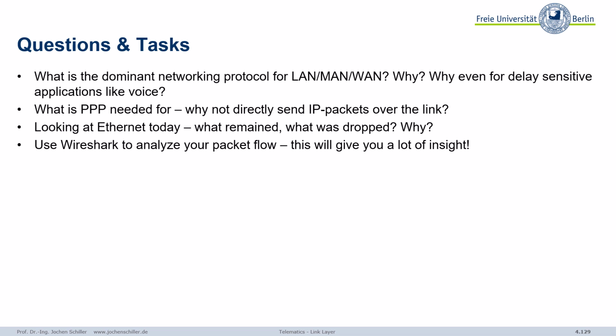Why can't we directly send IP packets over the link? Why doing this PPP? If we look back, looking at Ethernet today, so what remained? And look at the original standard, what was dropped and why could we drop some part? Go ahead, use Wireshark, check the packet flow on your network adapter. This really gives you a lot of insight. You will learn a lot more about Ethernet and how it looks like, what the addresses are, what is the typical data flow. You will be surprised seeing what's going on, who's sending data to which device, etc. And this helps you a lot in understanding all the architectures.